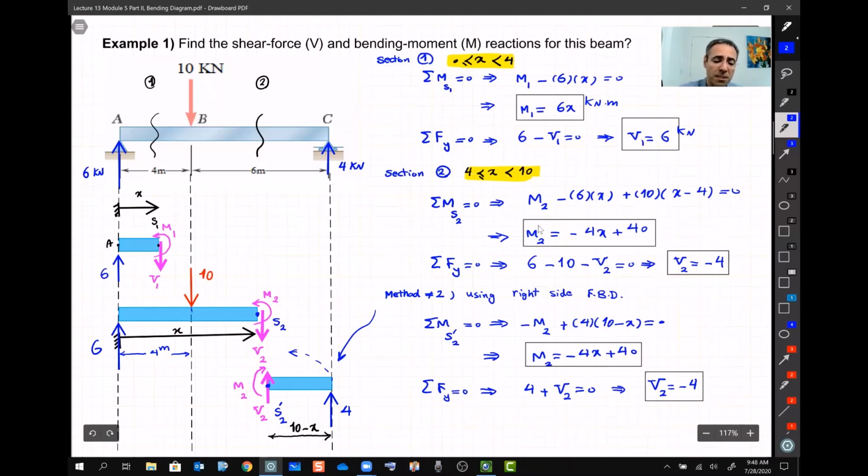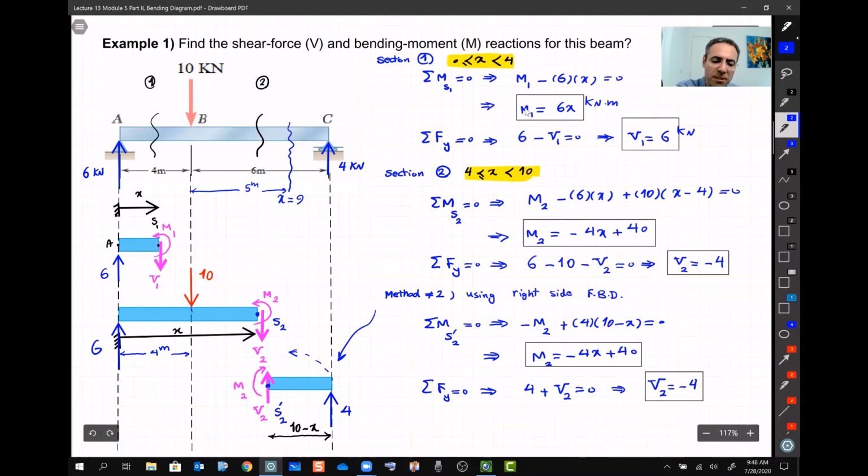If somebody is interested to know what's happening at this point of the beam over here, and x here is, let's say this section is 5 meters, then we say x is 9. So 9 belongs to the second section, like this equation here, and we use M2, and we can find M2. All right, that's simple.